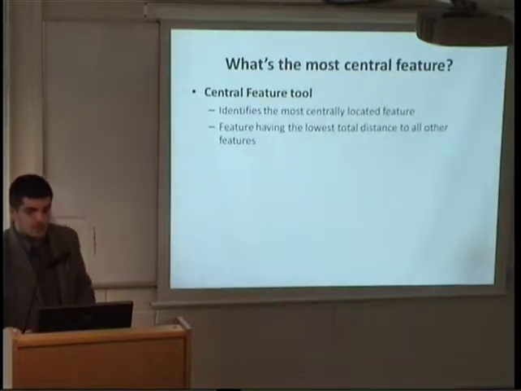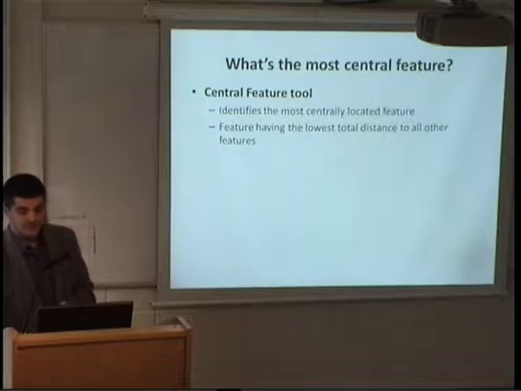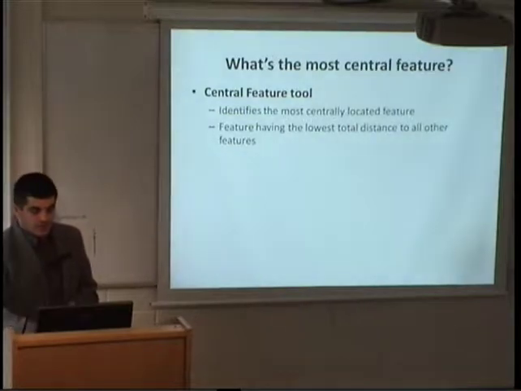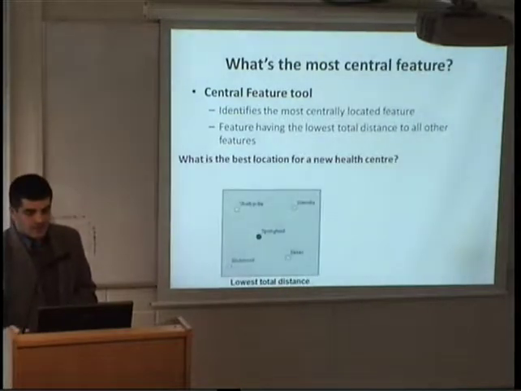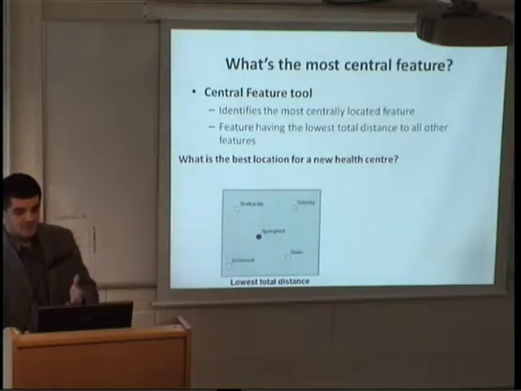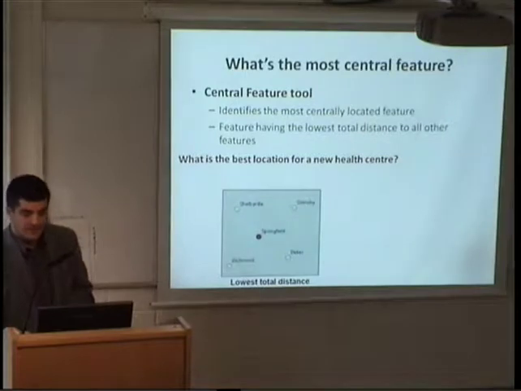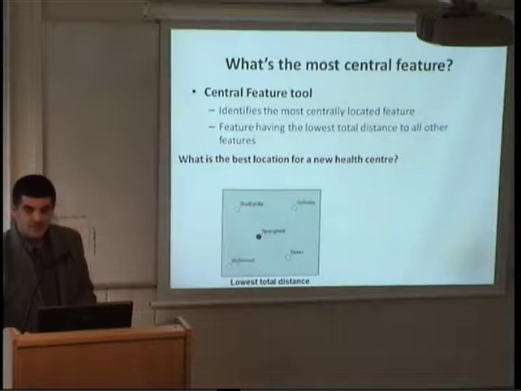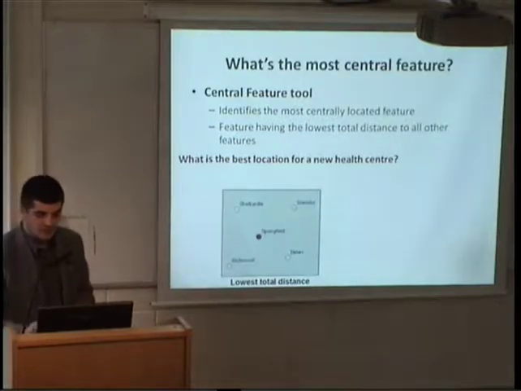Another question is, what is the most central feature? This tool identifies the most centrally located feature. For example, let's say we want to find the best location for a new health center for these 5 towns. There is no need for a geographic information system to clarify that Springfield is the central town and the new health center can be there. But again, the Central Feature tool will provide this information, that the central one is Springfield.